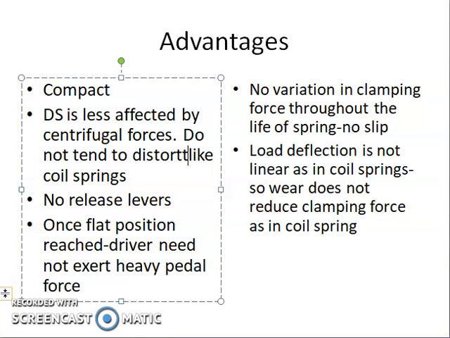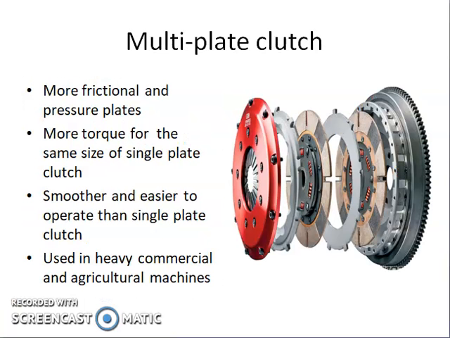Another type of clutch is the multi-plate clutch. In the multi-plate clutch, you have more friction plates. This is also a diaphragm plate clutch. Here you can see more frictional plates, and this is one friction plate and this is the pressure plate. You can see 1, 2. So you can see 2 friction plates and 2 pressure plates. That is why it is called a multi-plate clutch.